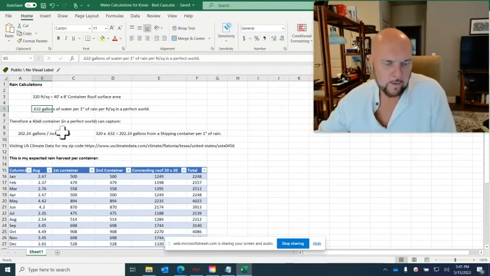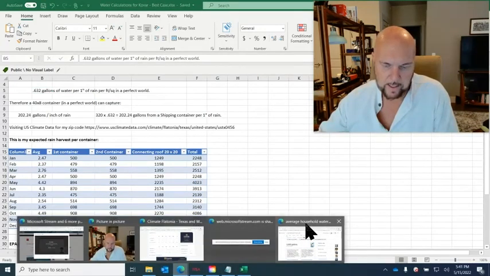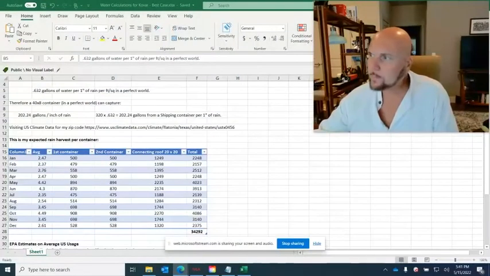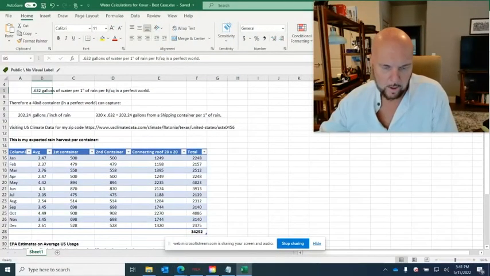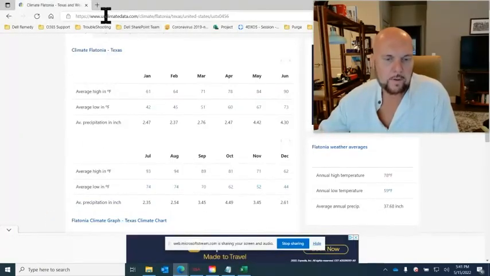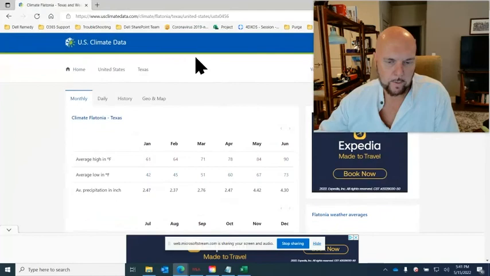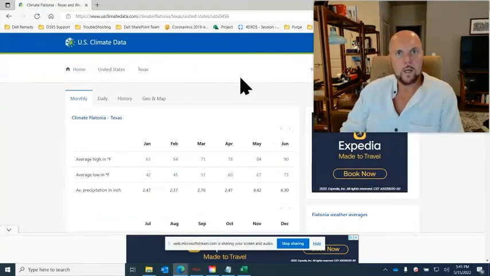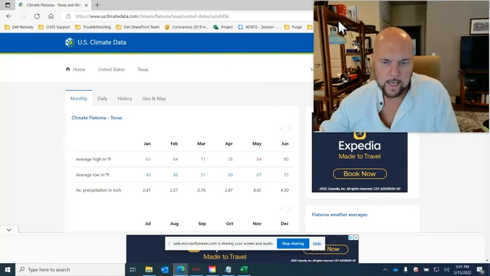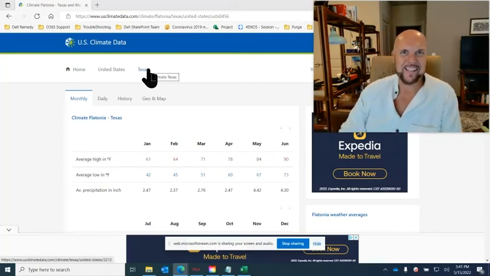So taking a look here at what to expect in my neck of the woods, Flatonia, Texas. Underneath U.S. Climate Data, you can see what your month to month is for your particular zip code. Just put in the location that you've got, and of course I put in Flatonia, Texas, but you could put in any other address that you'd want, and then you would be able to calculate how much rain falls.